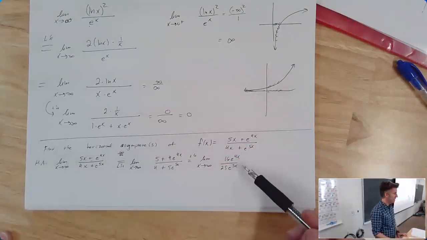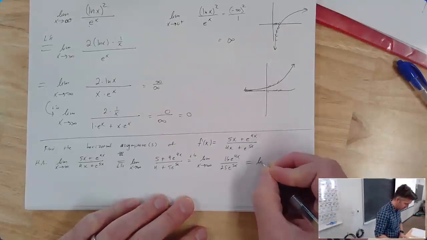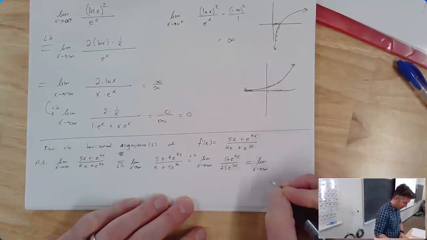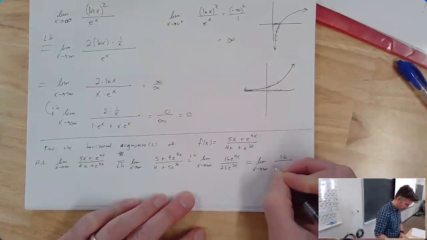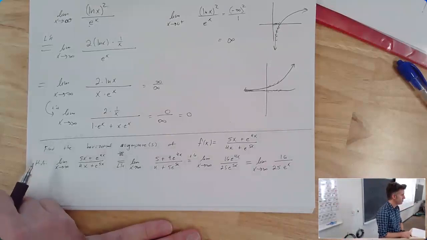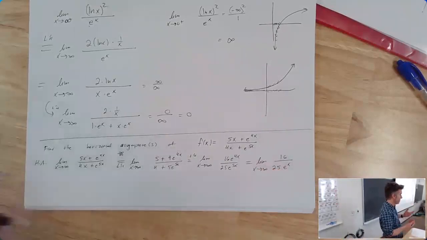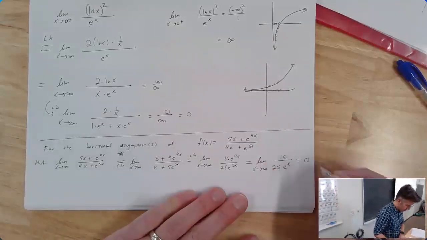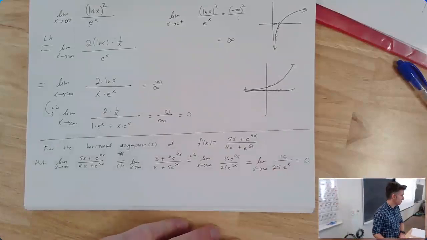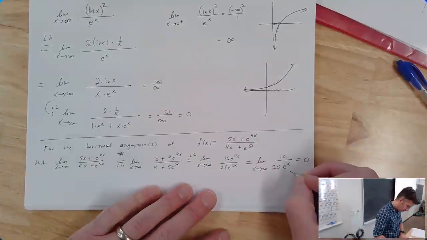Because e to the 4x divided by e to the 5x, we could totally rewrite this as, not using L'Hopital's rule, the limit as x goes to infinity of 16 over 25 e to the x. Because we bring that e to the 4x down, e to the 5x times e to the negative 4x, or e to the 5x minus 4x is just e to the x. And then that limit's for sure going to be 0, because the bottom's getting really, really big. This is a 16 over infinity, which is 0.